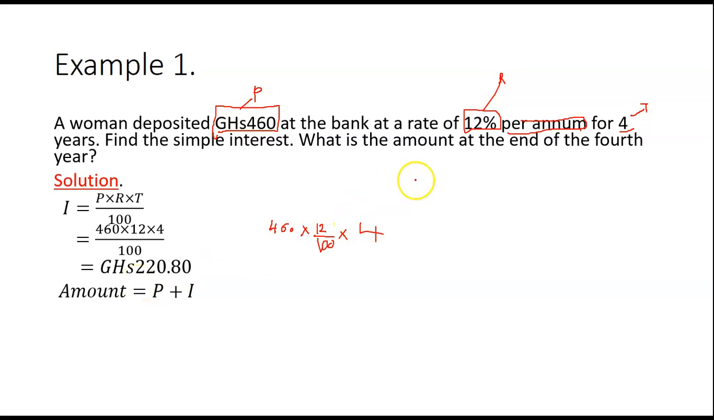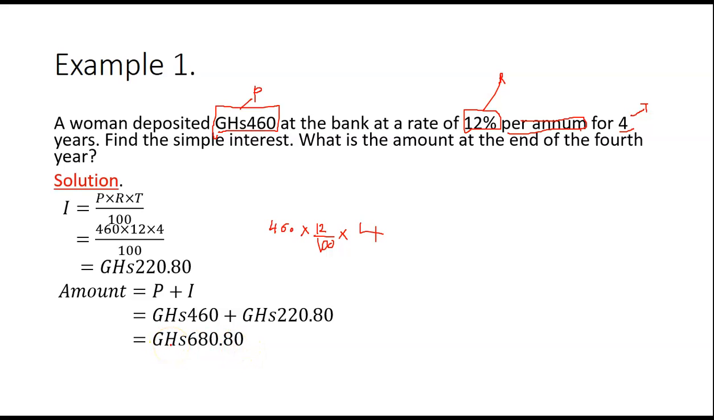The next question says we should find the amount. So it's important to know that amount is equal to principal plus interest, isn't it? So if amount is equal to principal plus interest, then what's our principal? Our principal is 460, isn't it? And what's the interest? The interest is 220.80. Do you get it? So this gives us what? 680.80 Ghana cedis.